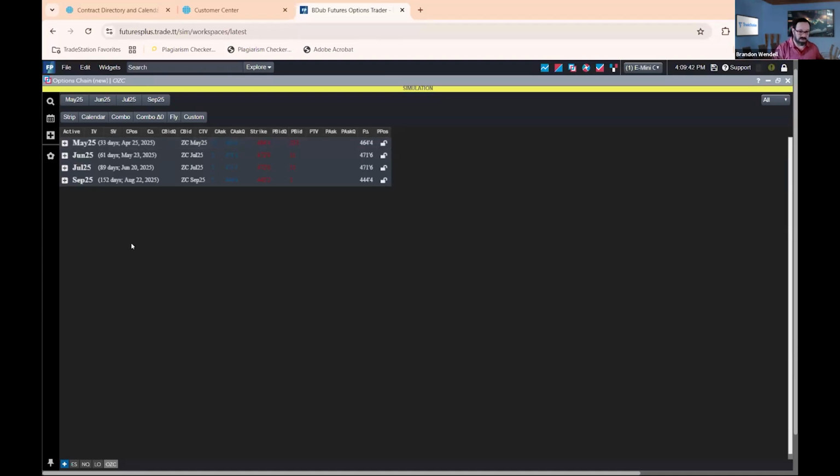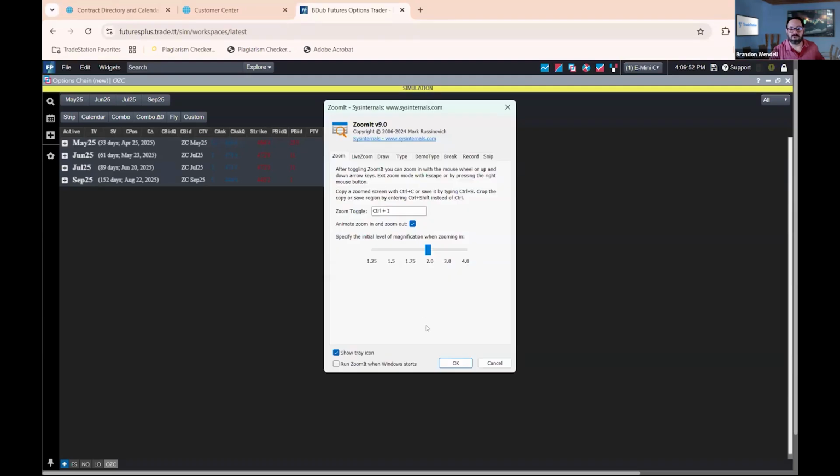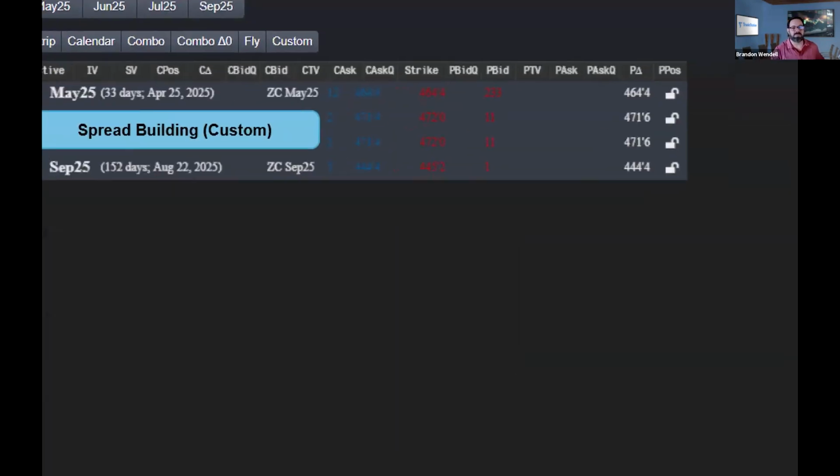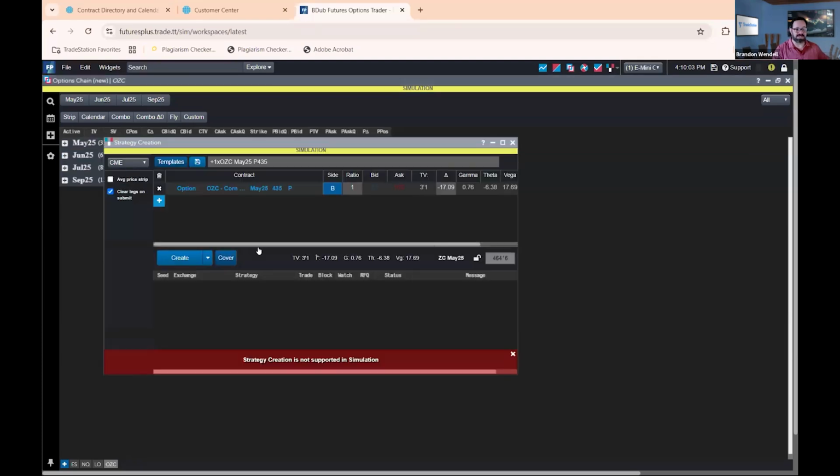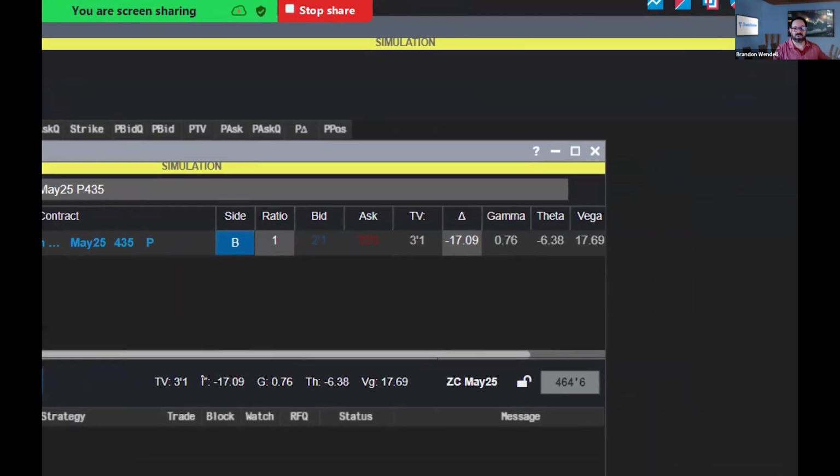You know what? Hold on. I want to fix something here. There we go. Perfect. Let's try that. Nope, still doing that spread custom. It's trying to get that to not appear. You know what it is? It's the control key. That's why. There we go.